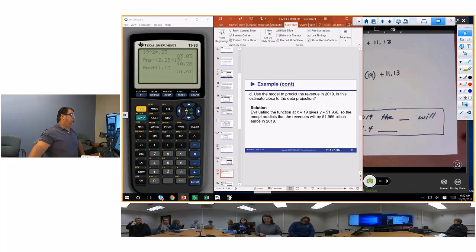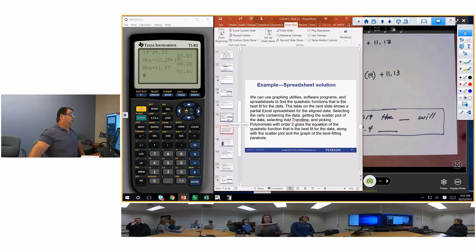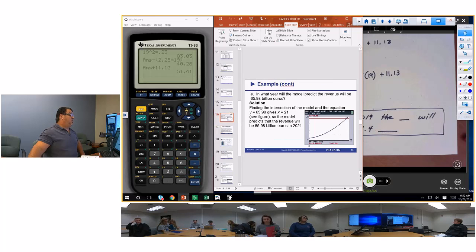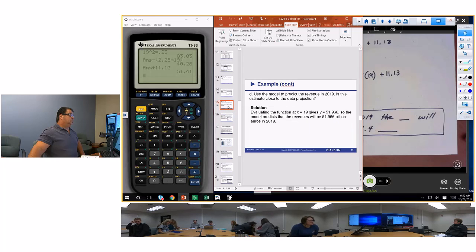Okay, just to look at a few more things. Let's see, what did they get? Well, all right, did they get 51.96? Okay, I'm a little bit off. I think they rounded, I rounded to 2 decimal places. I think they went on to 3 or 4 decimal places.